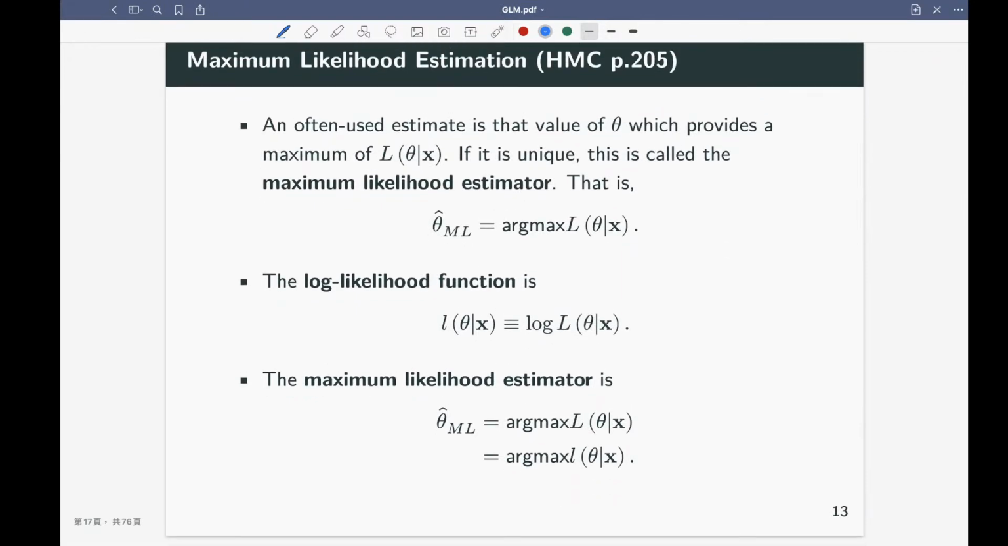Okay, so in maximum likelihood estimation, we should have the maximum likelihood estimator. So what is the maximum likelihood estimator?